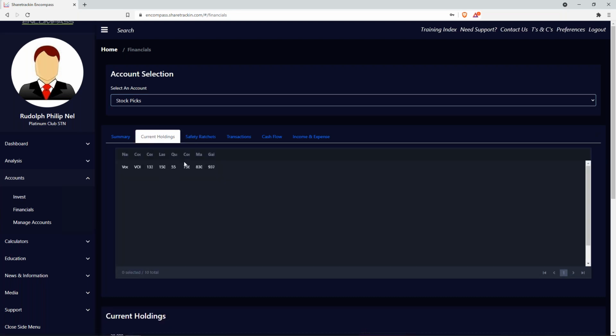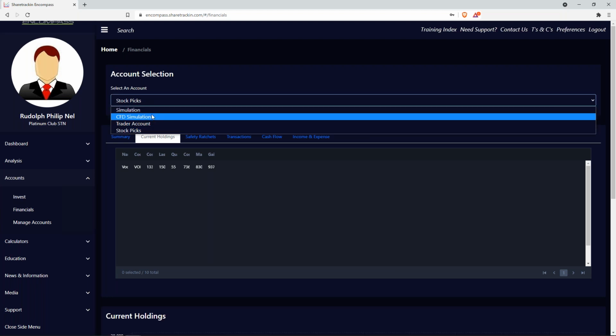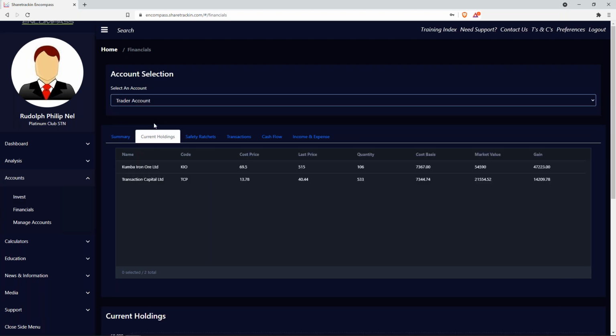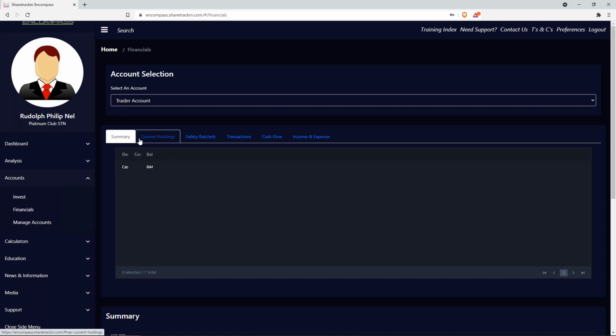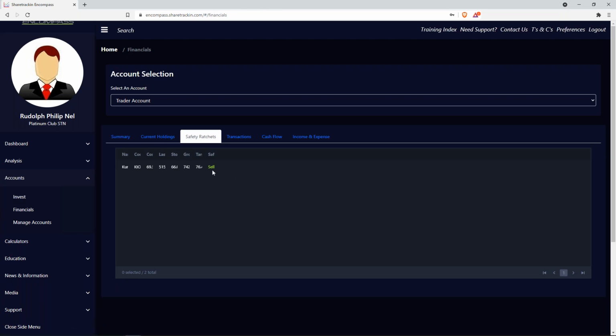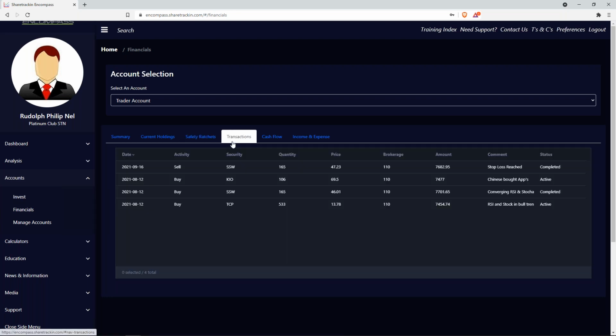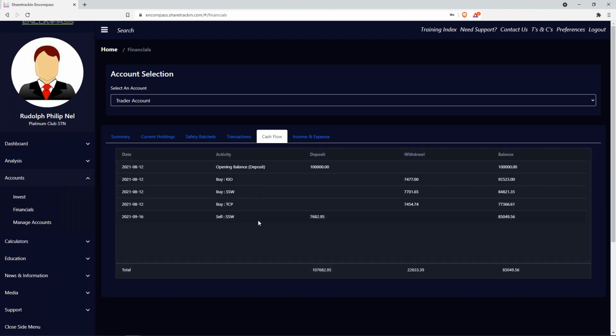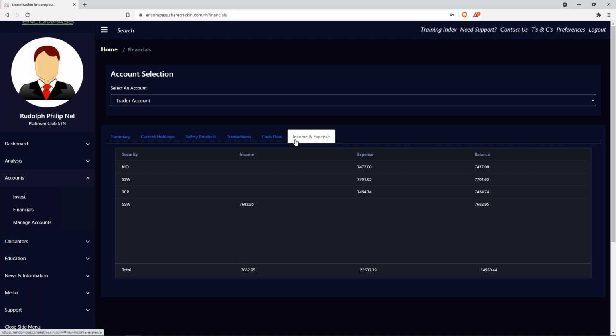It also takes a while to load. Okay, let's use the trader account. It will show you a summary of everything you've done so far, the current holdings of the shares you've got, and the safety ratchet. For instance, it tells me I need to go and sell Kumba iron ore. Usually it doesn't do this, it just stretches it out so you can read everything. Then your transactions, all the transactions you've done so far, your cash flow of where your money went, and then of course your income and expenses for all the shares that you've bought and sold.